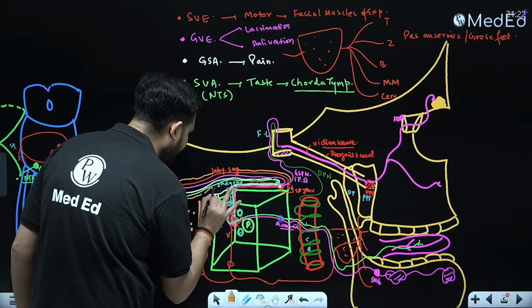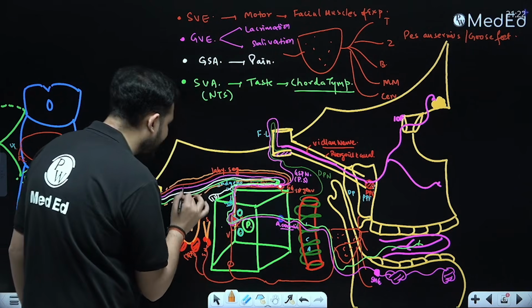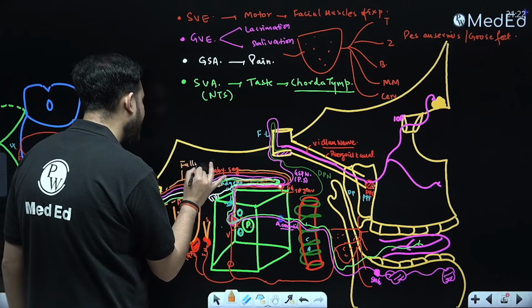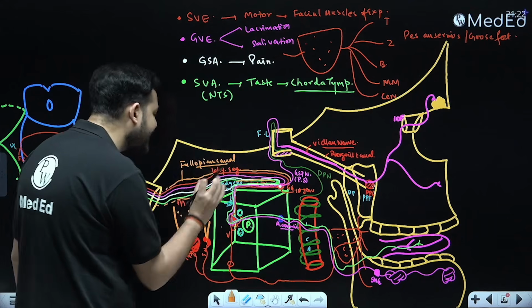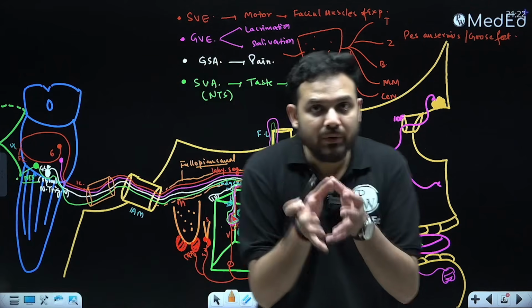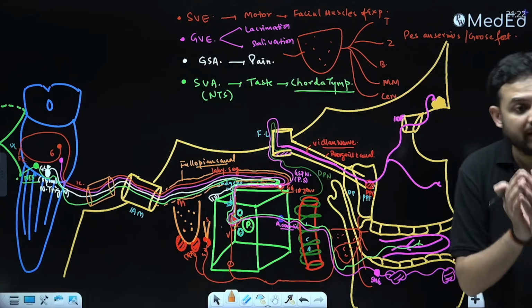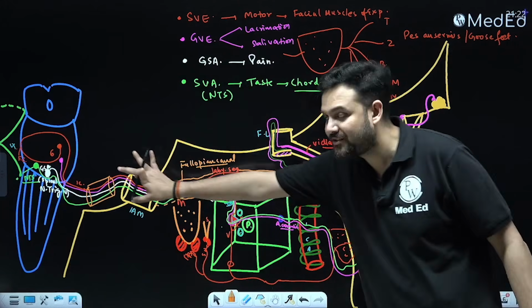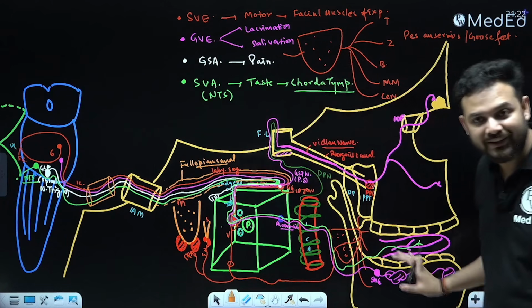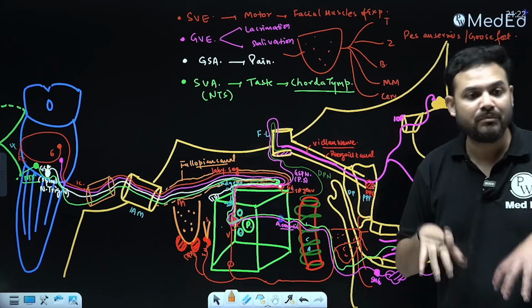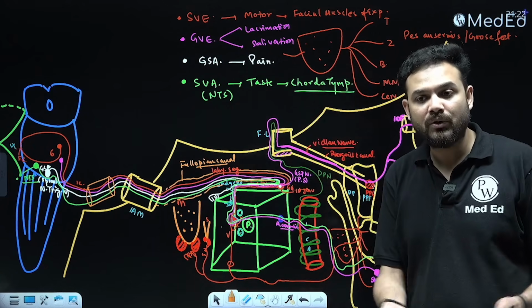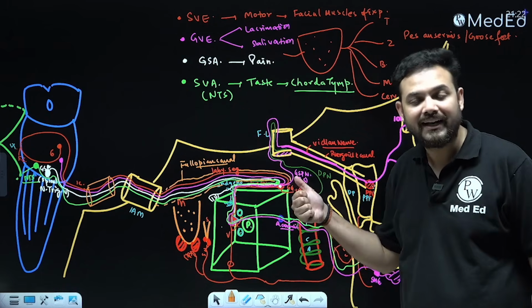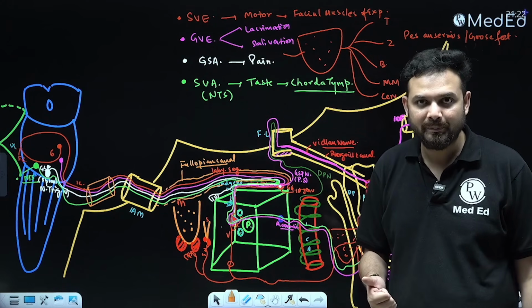And the bone or the canal inside which these fibers travel is called the fallopian canal. So fallopian canal is the bony canal inside the temporal bone in which the whole of the facial nerve runs. This fallopian canal is not there intracranially, and it's not extracranial. It's only inside the temporal bone, when this whole nerve is traveling. It has to be inside a canal, and that canal of the facial nerve is called the fallopian canal.